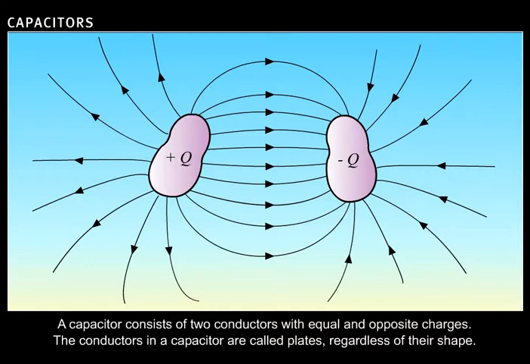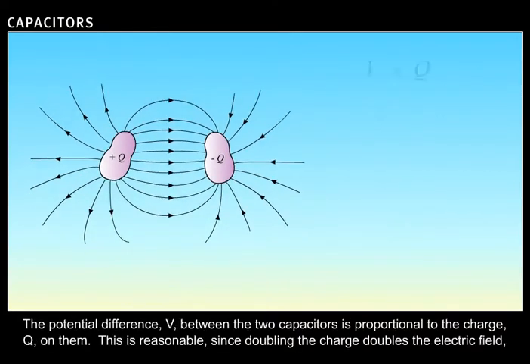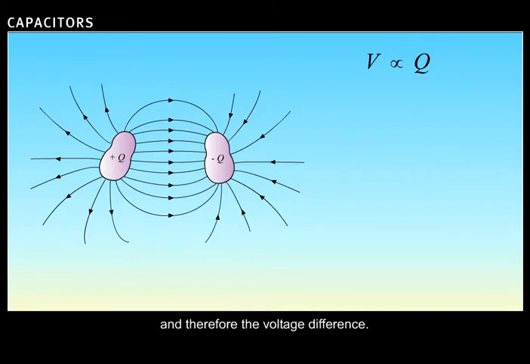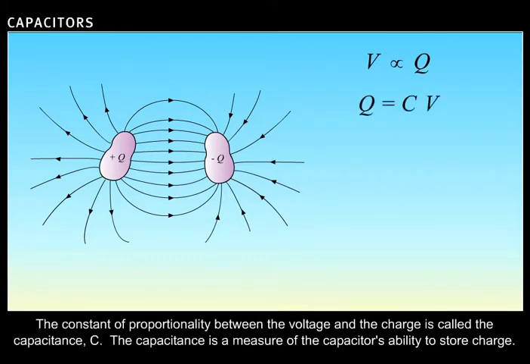The conductors in a capacitor are called plates, regardless of their shape. The potential difference V between the two plates is proportional to the charge Q on them. This is reasonable, since doubling the charge doubles the electric field, and therefore the voltage difference. The constant of proportionality between the voltage and the charge is called the capacitance C. The capacitance is a measure of the capacitor's ability to store charge.